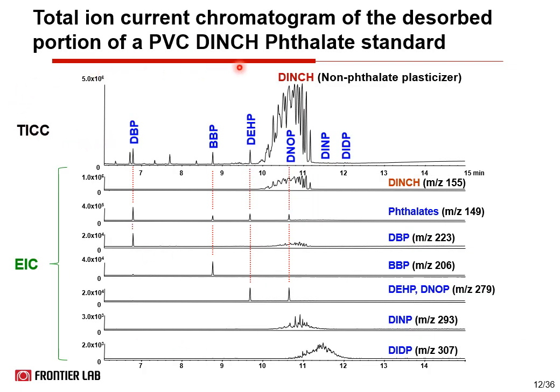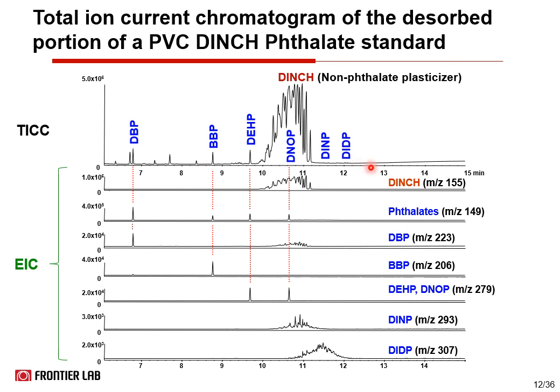This is a TIC chromatogram of a standard sample of the phthalates in PVC with DINCH. DINCH is a non-phthalate plasticizer. These are EICs of each phthalate. You can see that each phthalate is well separated and appears at a different retention time.